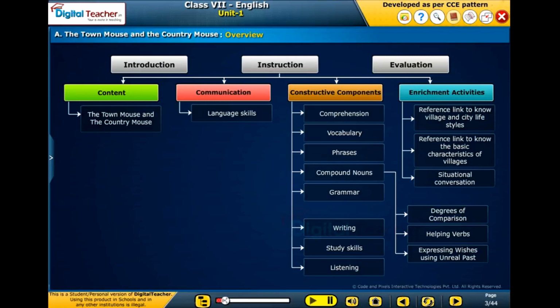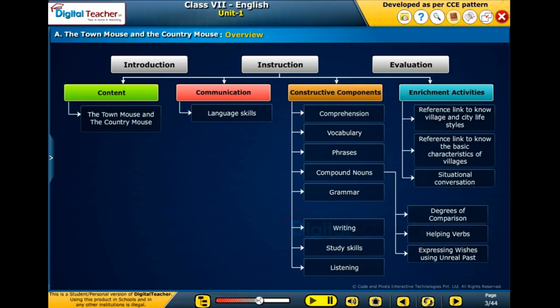The overview slide consists of 3 sections, namely Introduction, Instruction, and Evaluation. The Introduction section is meant to motivate the student to learn the lesson. The Instruction section divides the contents of the lesson into 4 subsections. They are Content, Communication, Constructive Components, and Enrichment Activities. The lesson is covered under Content.